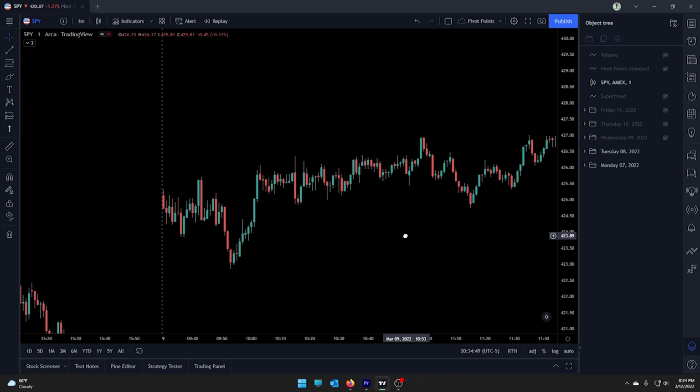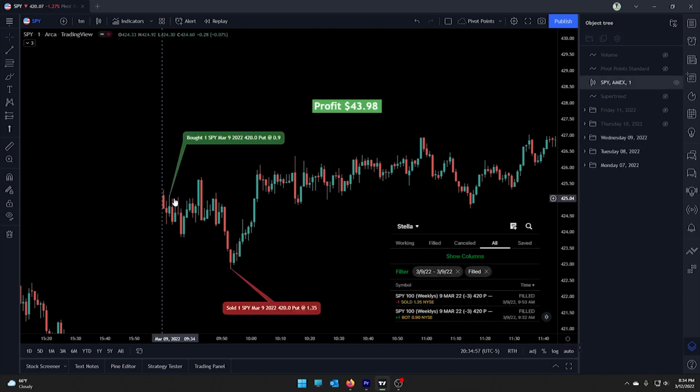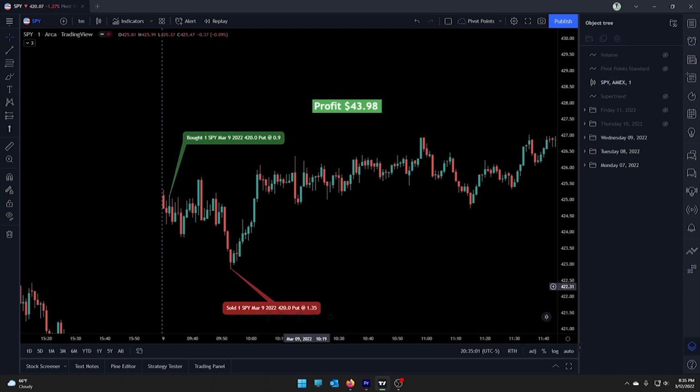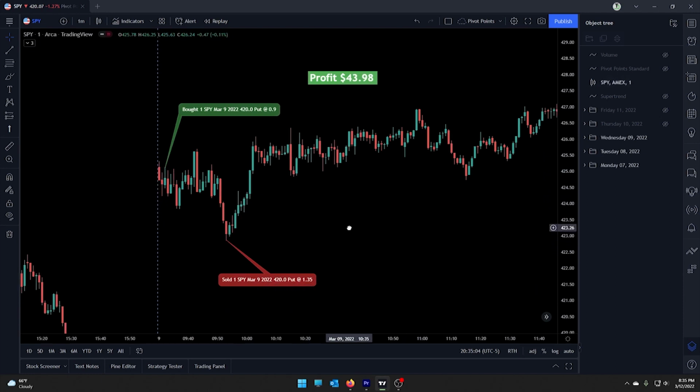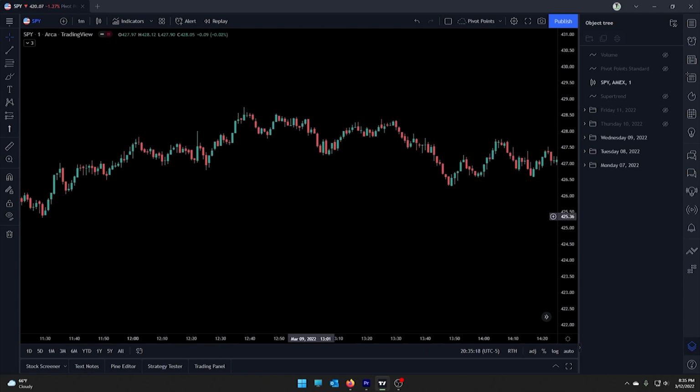Now, Wednesday was a tricky day because it was mostly a sideways chopping day. However, I was fortunate enough to catch the move of the day, which was right here, this dip. And I timed the bottom perfectly, simply because it got to my profit target and we were good to go. But at any rate, I bought a put at $90. I sold that put for $135, which yielded me a $43.98 profit. Let's move on to Thursday.